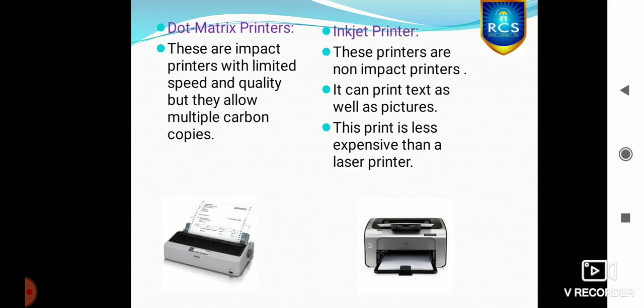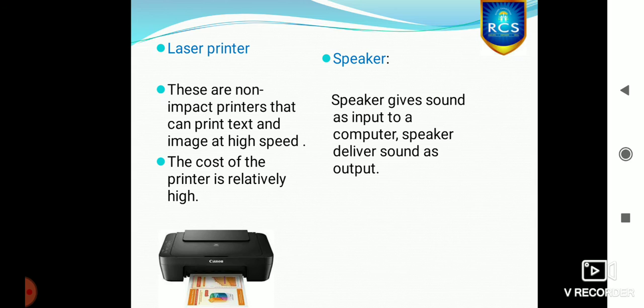Next one is inkjet printer. These printers are non-impact printers. They can print text as well as pictures. This printer is less expensive than a laser printer. Next one is laser printer. These are non-impact printers that can print text and images at high speed. The cost of the printer is relatively high. Next one is speaker. A speaker delivers sound as output.